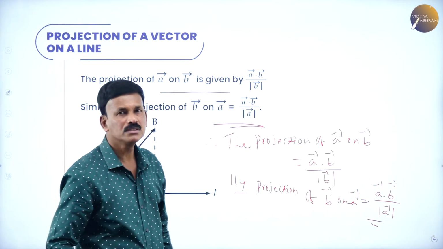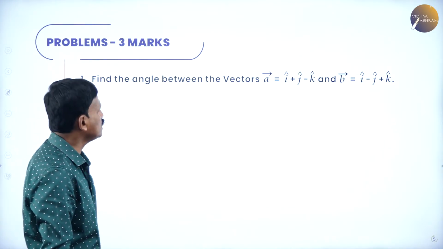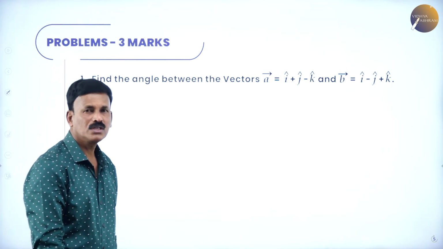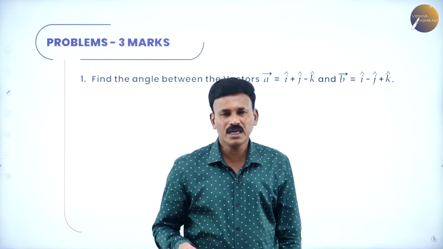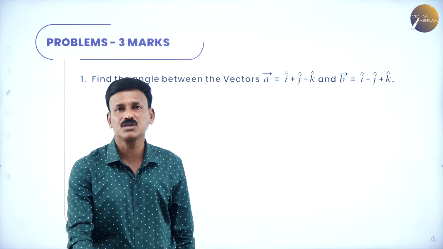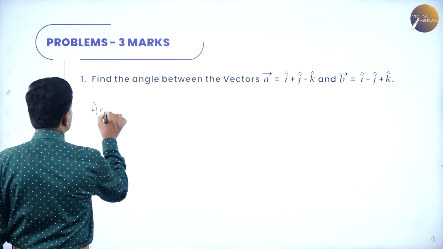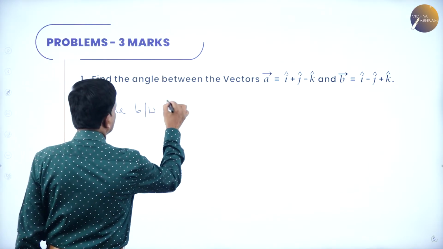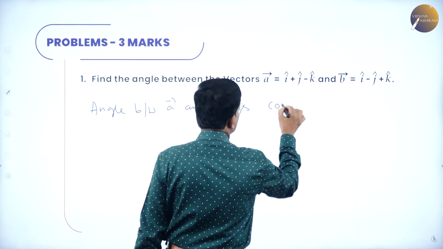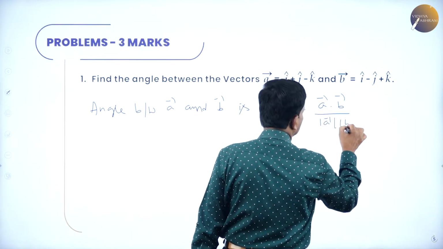Now let us take problems on the projection and the dot product. Find the angle between the vectors a equal to i plus j minus k, and b equal to i minus j plus k. Now, to find the angle of intersection between the vectors, we know the formula: cos theta is equal to a dot b divided by length of a into length of b. Now write down the formula. The angle between the vector a and vector b is cos theta is equal to a dot b divided by length of a into length of b.